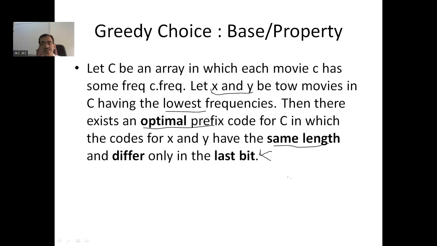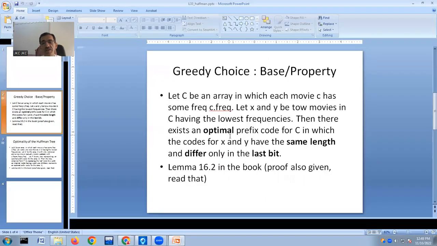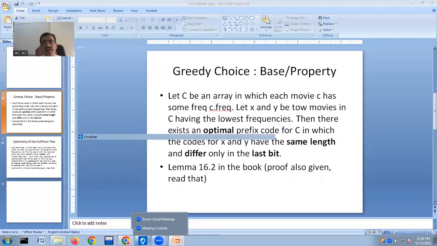Having said that, this is already explained in your book also. You should read the proof of theorem 16.2, but I will just explain what it means. It says effectively we chose E and F as the two movies with the minimum frequency, and based on that, they were considered to be children of the same node. Same node children means they are going to have the same length code, and one of them will be given the last bit as 0, the other will be given the last bit as 1. Let me go back and show you what we just discussed.